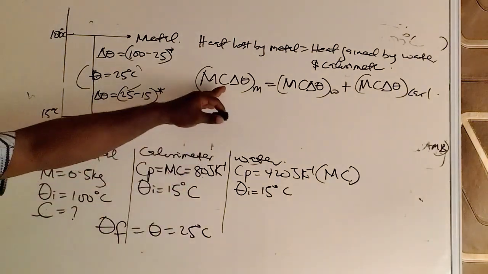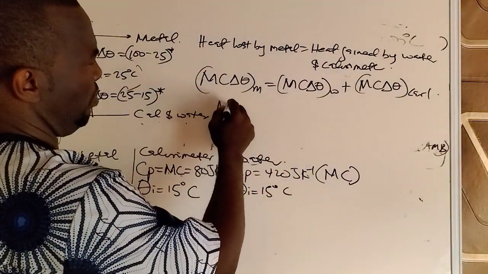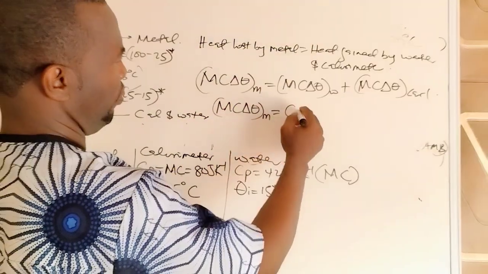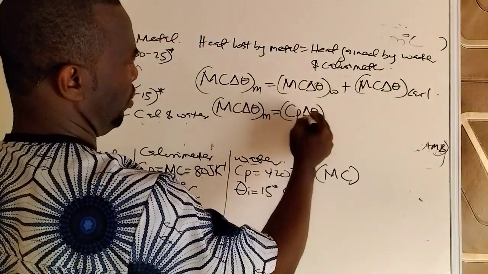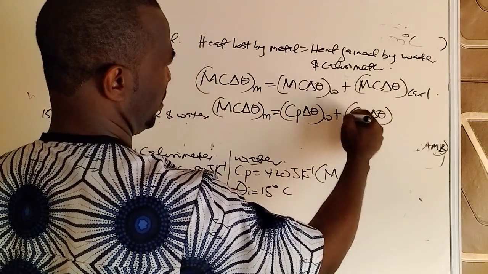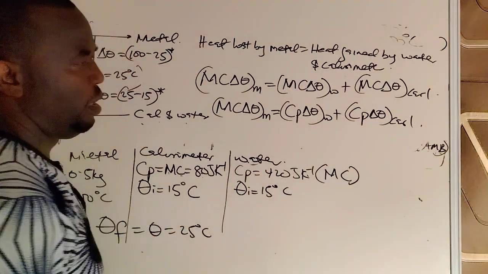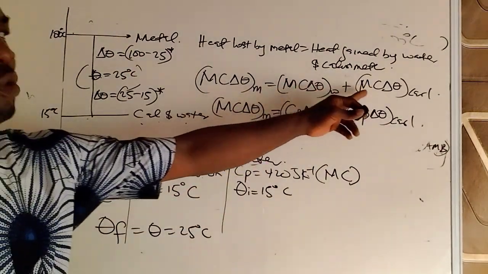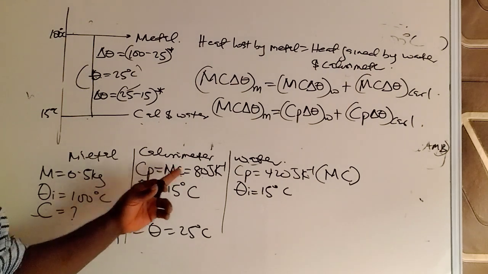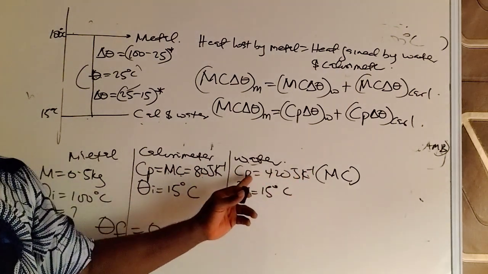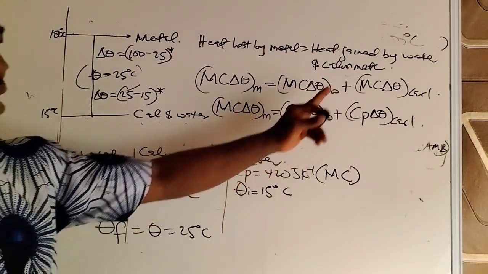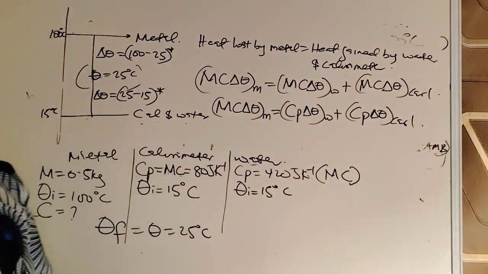I can reframe this: MC change for the metal equal to CP times change for the water plus CP times change for the calorimeter. So why did I replace MC by CP in these two cases? Because in the question, what was given to us was the heat capacity of the metal and that of the calorimeter. And the heat capacity entails mass times specific heat capacity. So replace MC by CP for water, MC by CP for calorimeter. It becomes simple for you to solve.